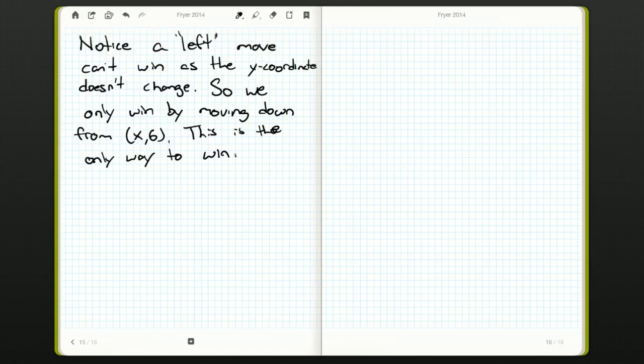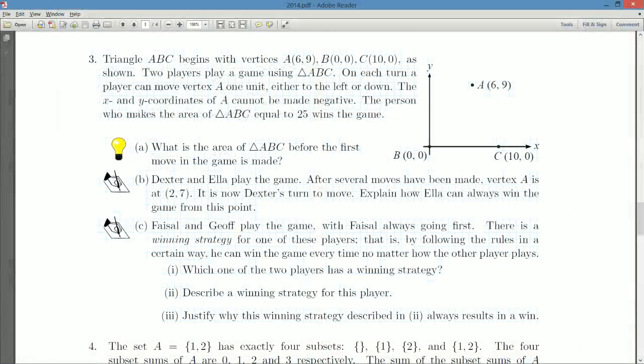So now we can take a look at B part in a serious manner. So we have vertex A at 2, 7. It's Dexter's turn to move. Explain how Ella can always win.